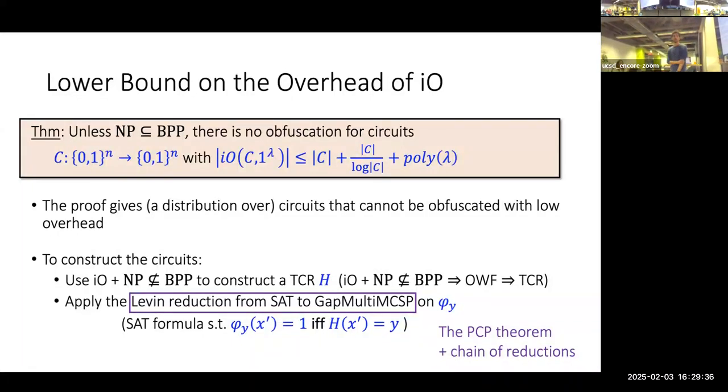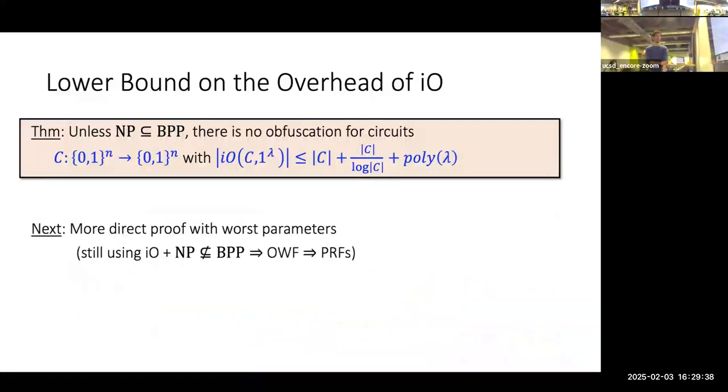So what I want to show you now is a more direct proof of this result with worse parameters. I will actually construct circuits that we cannot obfuscate. This is a cryptographic result. There is not much meta-complexity in it, but the ideas that we are going to use in the proof are actually inspired by works in meta-complexity. So I think it's nice to see.